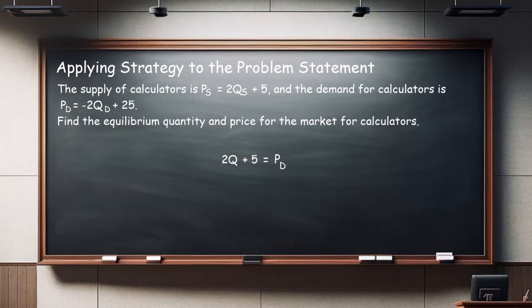Third, substitute the equation representing the demand for the good in terms of price. In the problem statement, the demand equation is minus 2 times Q subscript D plus 25.